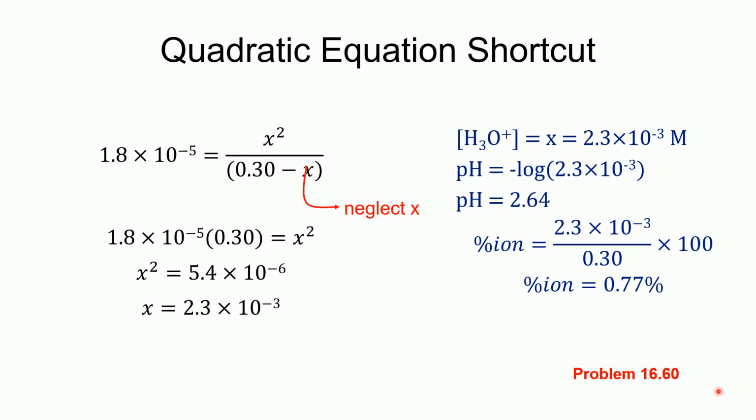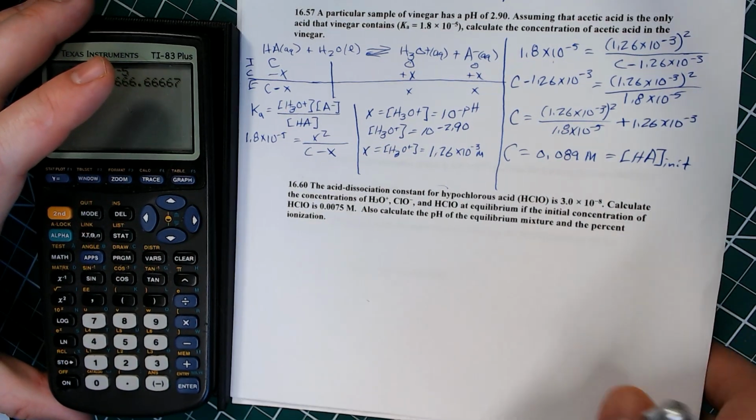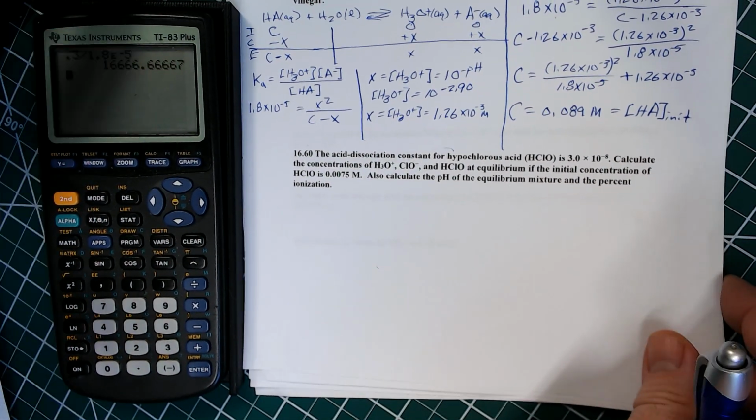Let's look at number 60 on the in-class assignment, and after we do number 60, that will be the end of this section. We actually have one little more thing about polyprotic acids, but we're almost done with this section. So let's go over to the in-class assignment and do number 60.